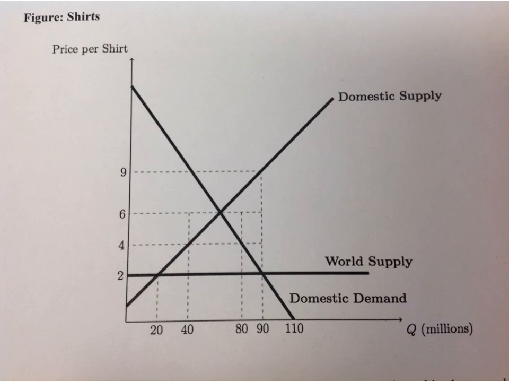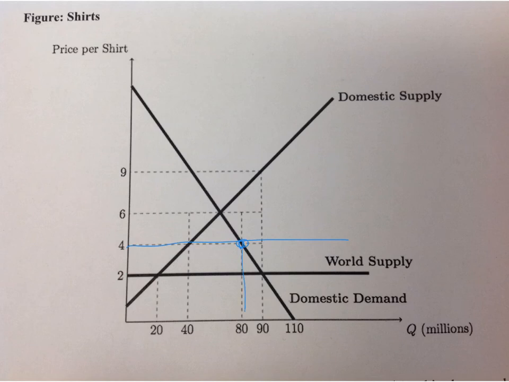Now, though, let's assume that the shirt lobby in this country goes to Congress and lobbies for a tariff to protect their domestic industry. And let's say that the legislative body agrees and passes a law that puts a $2 tax per shirt. If there's now a $2 tariff per shirt, then the price of the shirt goes from $2 up to $4.